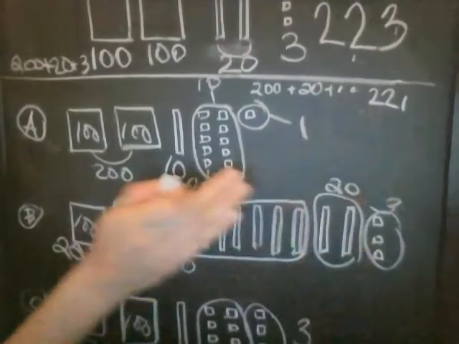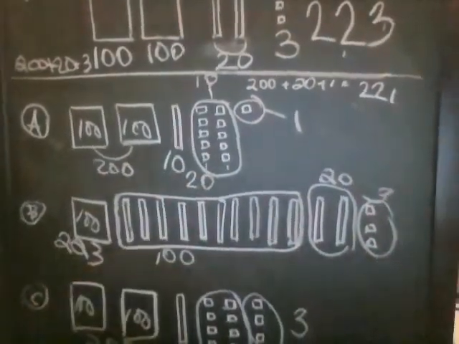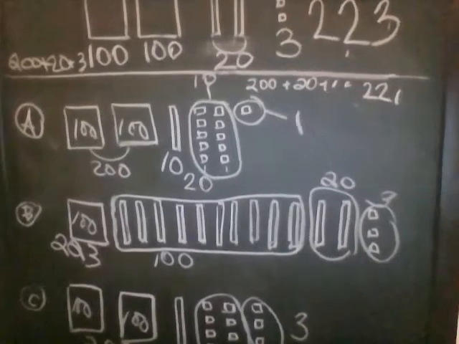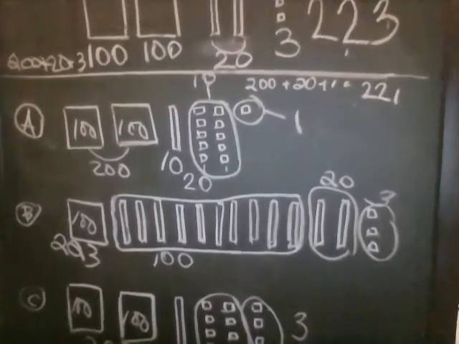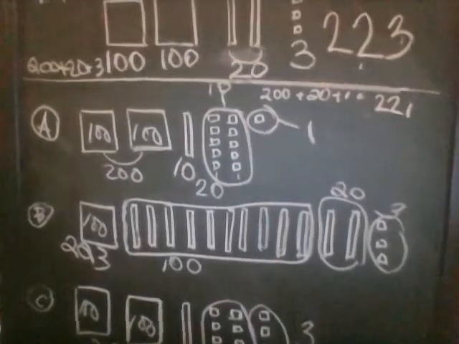And what I just showed you going through A, B, and C, doing this, that is how you justify your answer. You show how you got your answer.